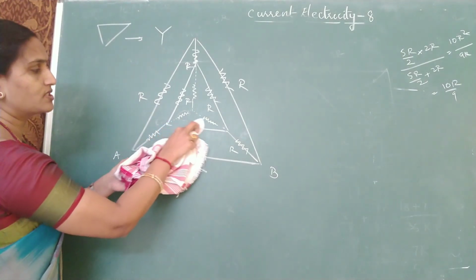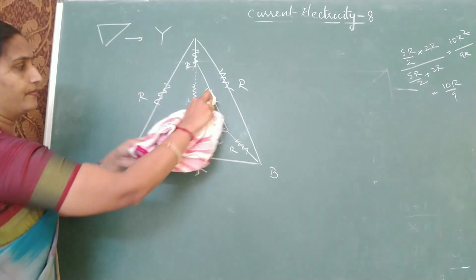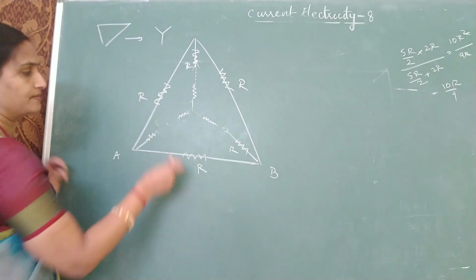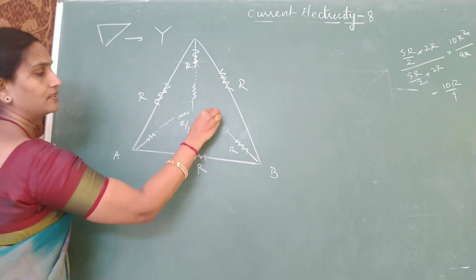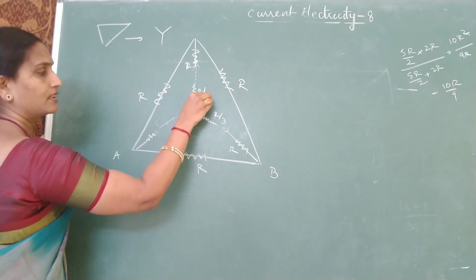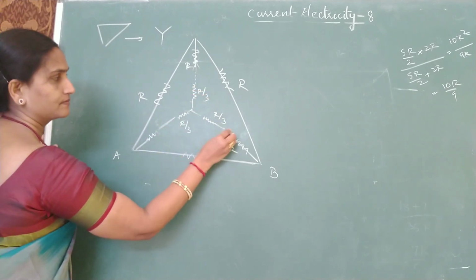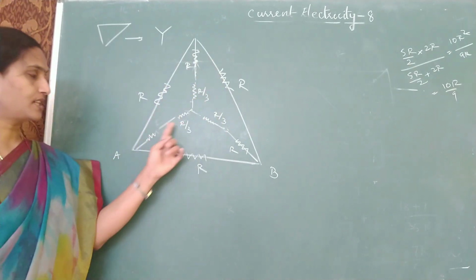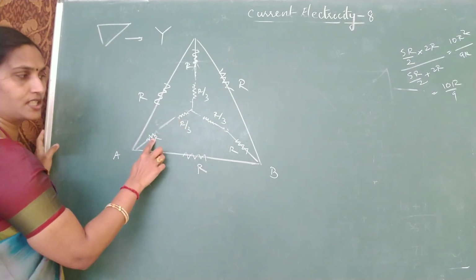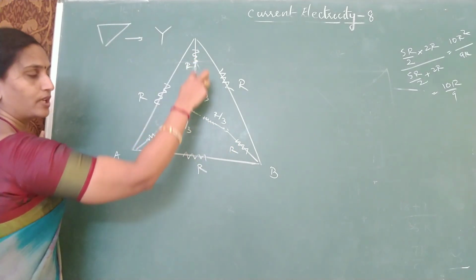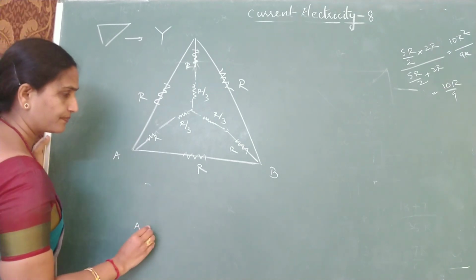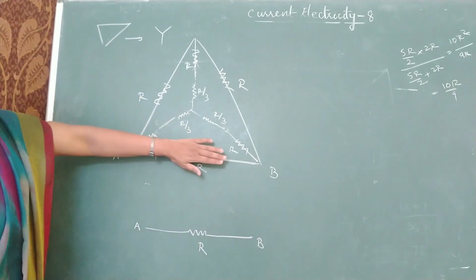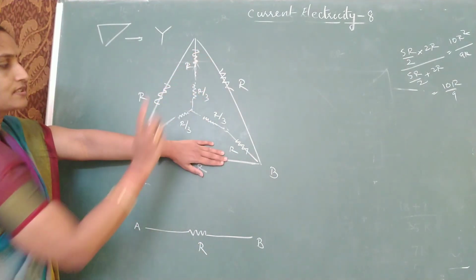Now I will remove this triangle and replace it with 3 resistors: R by 3, R by 3, R by 3. See, did we replace the triangle with a Y-shaped network? How is R by 3 connected to R? In series. These two are in series, and these two are in series. Reduce your circuit. A, B. Now if I close this part, R plus R by 3.